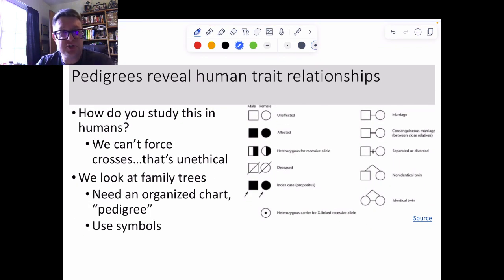Pedigrees are organized charts that help us understand how inheritance works in humans. And the reason why we have to do this is it's kind of unethical to force people to have certain types of crossings. So you can't just say, you two, make some kids so that we can analyze the genetics. We actually have to just wait for it to happen and look backwards in time.